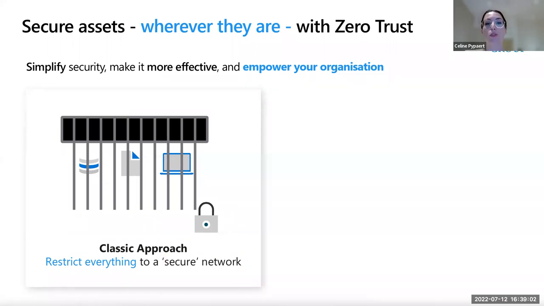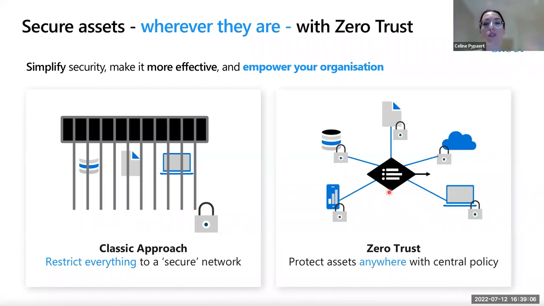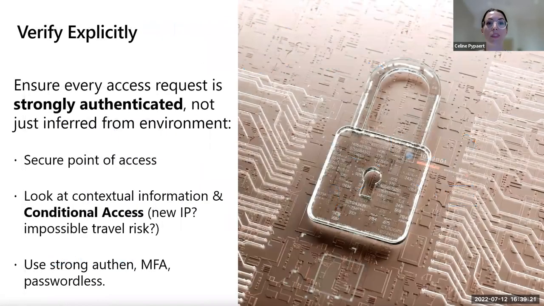Because the classic approach was to restrict everything to a network and that's it. But actually, instead, with zero trust, you can have that visibility and protect assets anywhere, with a centralized policy. So wherever these assets are, and whichever different types of assets they are, you want to be able to protect them that way. I think this is one of the answers that someone put in the Mentimeter.